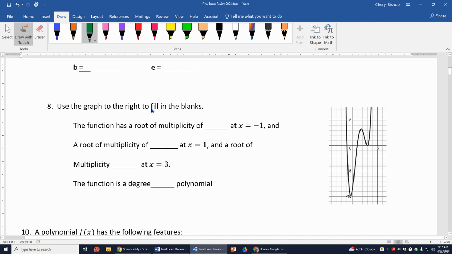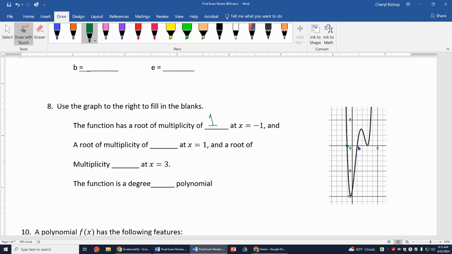Use the graph to the right to fill in the blanks. A function has a root of multiplicity blank at x equals negative 1. So when I look at x equals negative 1, I can see this line go straight through. There's no S curve that would make it cubic. It doesn't turn around, making it quadratic. So this means it's going through at a linear pace, so it has a multiplicity of 1.